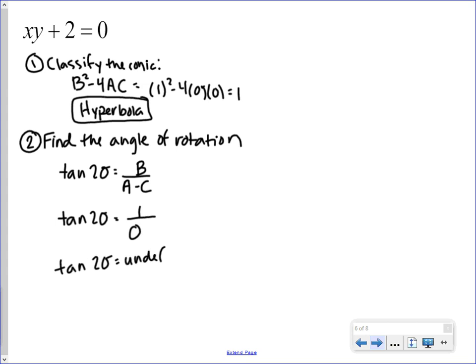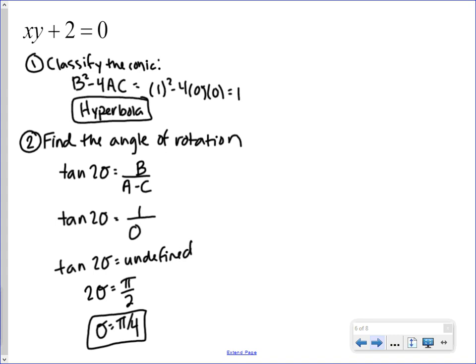Which angle is that on your unit circle? Pi over 2. So 2 theta is equal to pi over 2, which means that theta must be pi over 4. Now, your angle of rotation really should always be an angle on the unit circle, because in the next step, you have to use the angle of rotation to find your new values for x and y that you're going to sub into the equation. And so you have to be able to do the sine and cosine of that angle. So if you're not getting something on the unit circle, then go back and double check. Something must be wrong. It should be an angle on the unit circle.